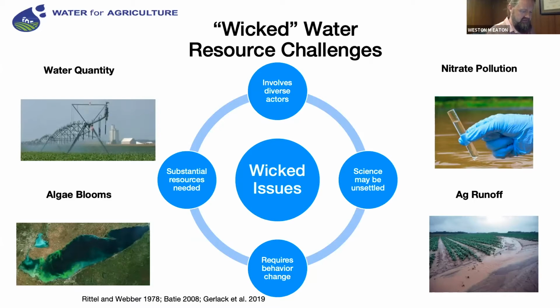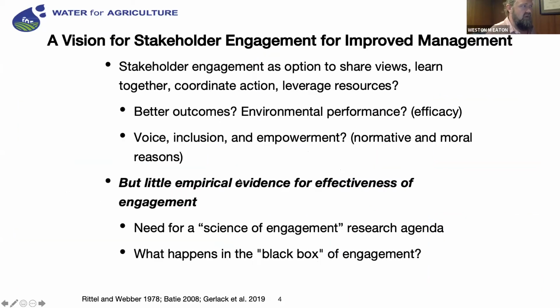That sets us up for what stakeholder engagement has been envisioned as, a way to make some move in terms of improving management on these. In the Water for Ag project, we ask questions about and study stakeholder engagement as envisioned as an option where diverse groups with different resources and perspectives that aren't currently connected or learning together can share and undergo social learning at different scales. They can coordinate their action and better leverage their resources. That's the promise of engagement.